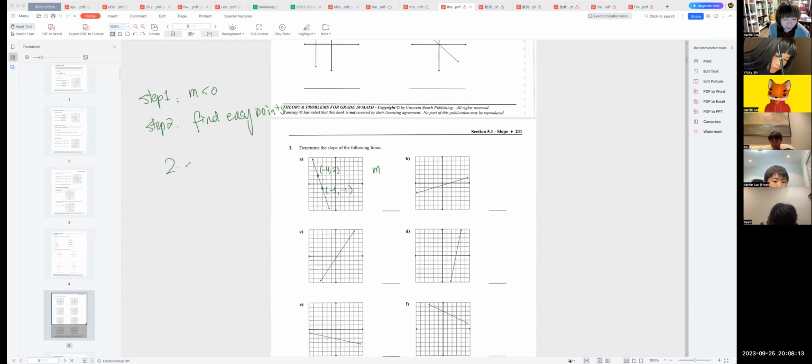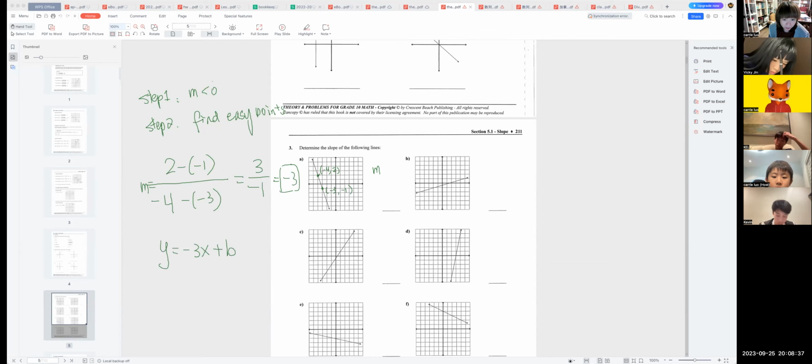So y minus negative 1 over negative 4 minus negative 3 equals 3 over negative 1 equals negative 3. Okay, this is m, right? You check your answer. Is it smaller than 0? Yes, so you get it right. So now you have y equals negative 3x plus b. So you pick any number, right? 我们说过 you pick any number, it doesn't matter. So y equals 2, x equals negative 4, so 2 equals negative 3 times negative 4 plus b. So b equals negative 10. So we have the equation y equals negative 3x minus 10.